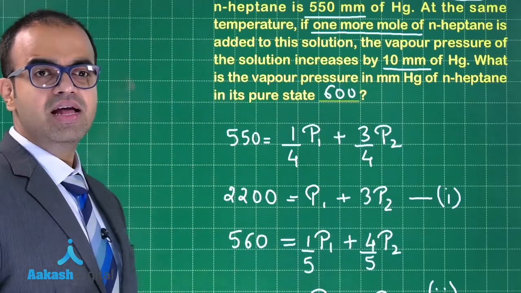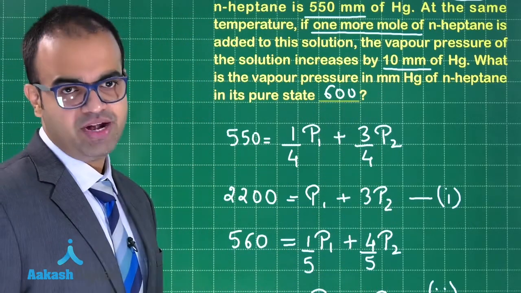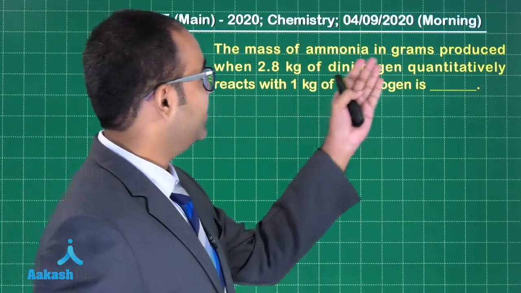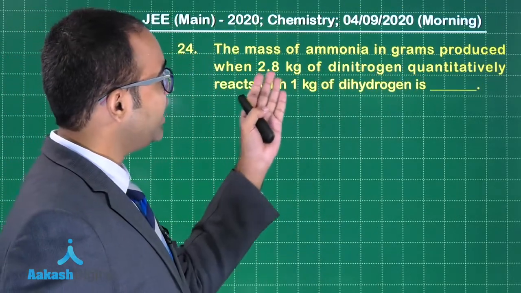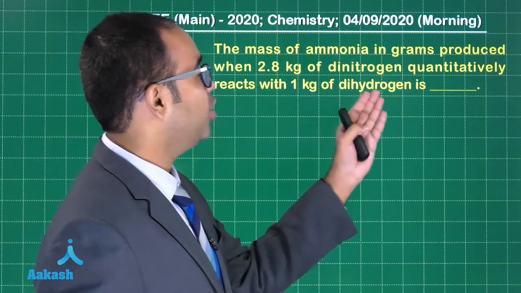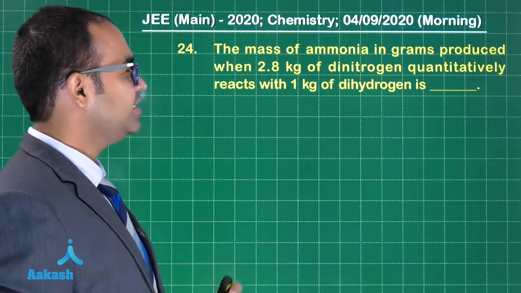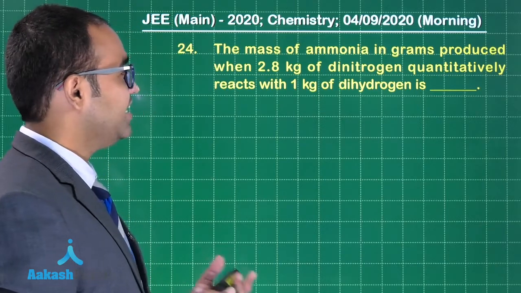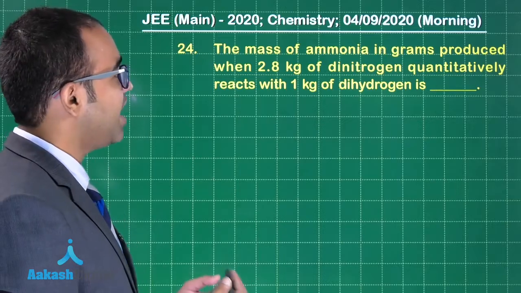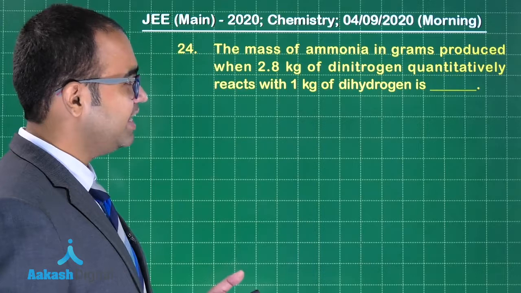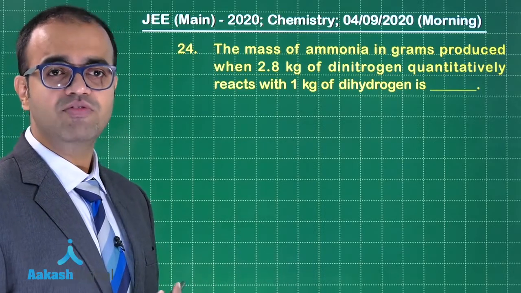Okay, let us move on to question number 24, guys. So what we have here: the mass of ammonia in grams produced when 2.8 kgs of dinitrogen quantitatively reacts with 1 kg of dihydrogen. So it's a question based on stoichiometry, guys. Let us see how to solve it. We'll first have to identify the limiting reagent, and from the limiting reagent we'll be able to calculate the mass of ammonia.